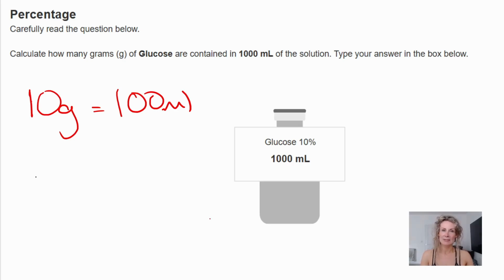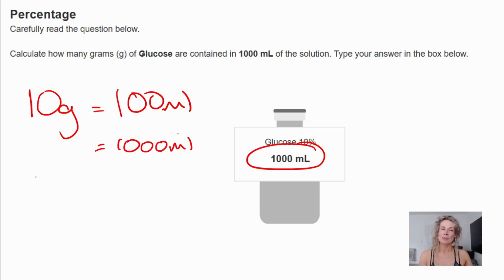And it doesn't make any difference what the percentage amount is, that's always the case. You'll see. So 10 grams equals 100 mils. Now I write down what it is that I would like. I would like 1,000 mils. So I write down 1,000 mils.